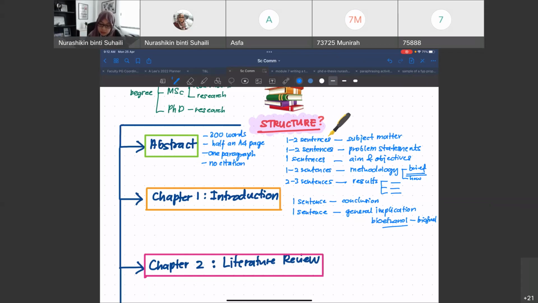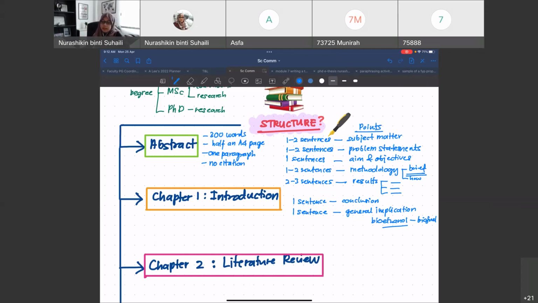So all of these are the points that you should have. So that's how you construct an abstract for a thesis. It means that you cannot just write whatever you want to write. It must be based on whether you have introduced your subject matter, and whether you have stated your problem statement, objective, and the aim of the objective.